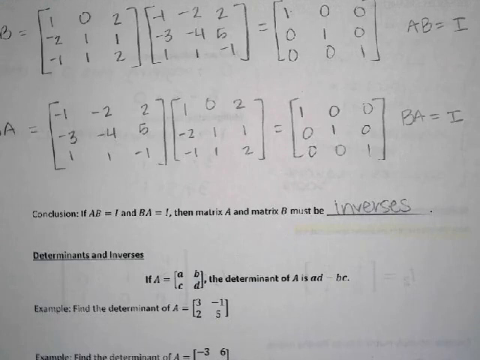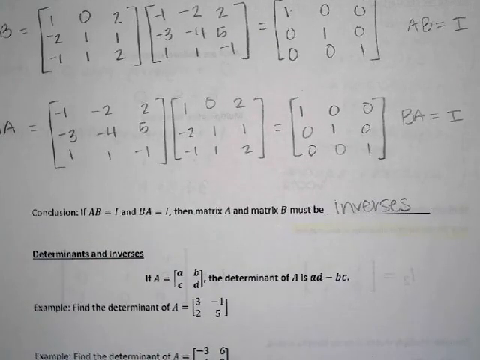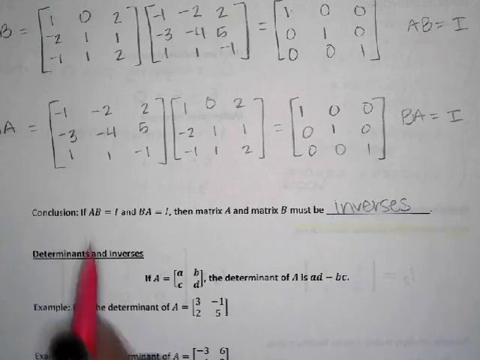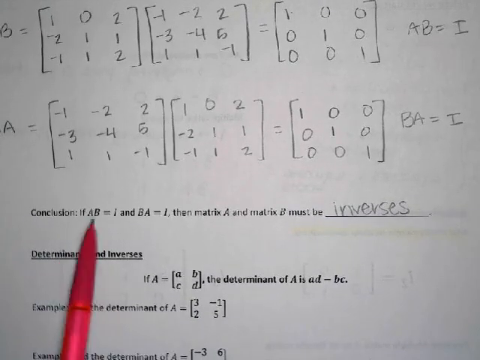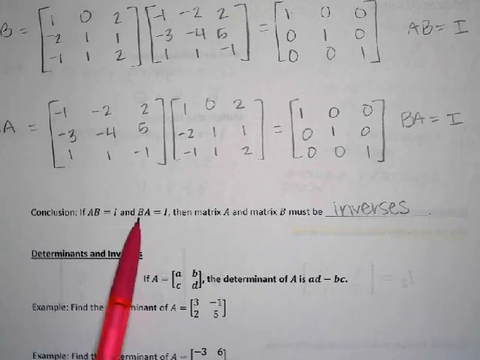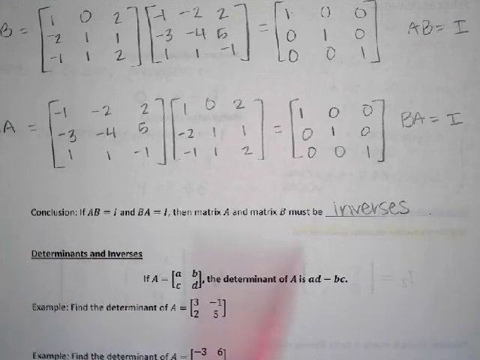I don't know if it's possible for you to have a situation where A times B is the identity and B times A is not. I'm guessing it's possible because this is a thing, but I would have to search for an example to show you. That would be an interesting thing to Google to see if you could find one that's not true.